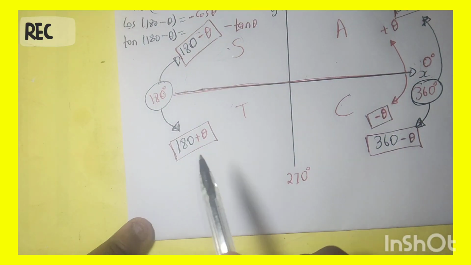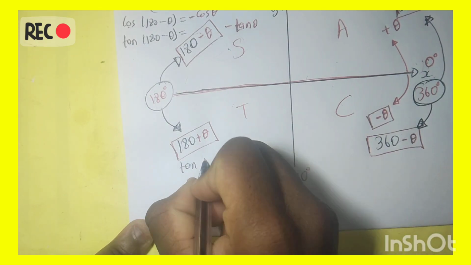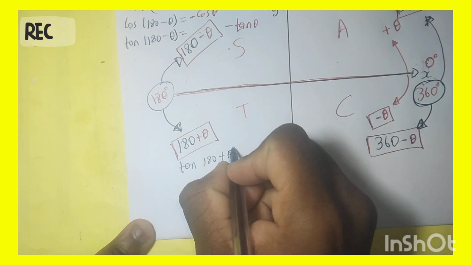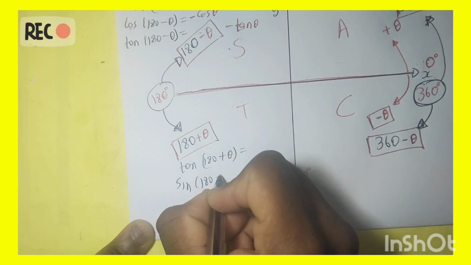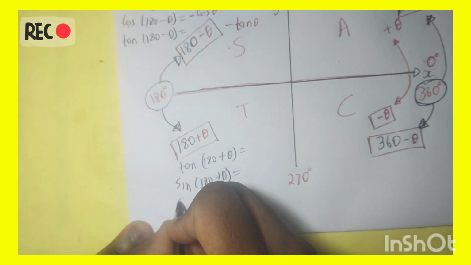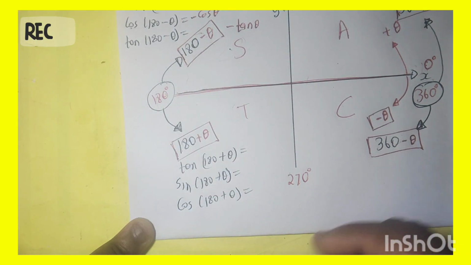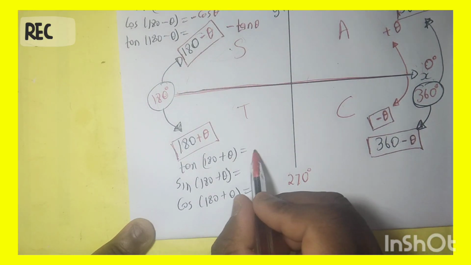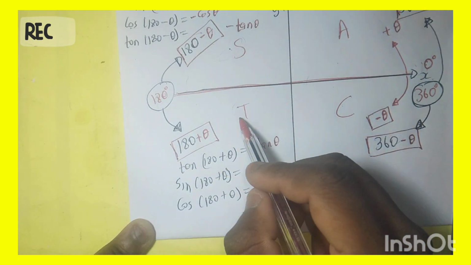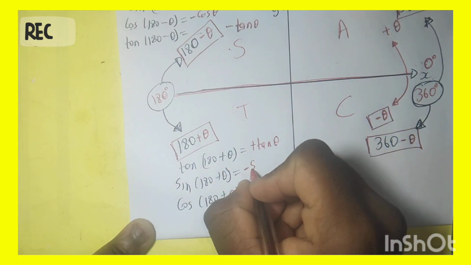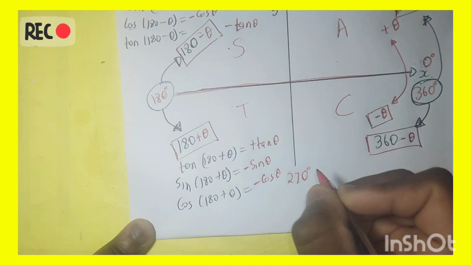Then in this region, this position, if I apply tan of 180 plus this angle, and sine of 180 plus this angle, as well as cos of 180 plus that angle, this is what I will get. Here I'll just get tan being positive, because in this region it's only tan which is positive, meaning this one will be tan, and this one will be cos.